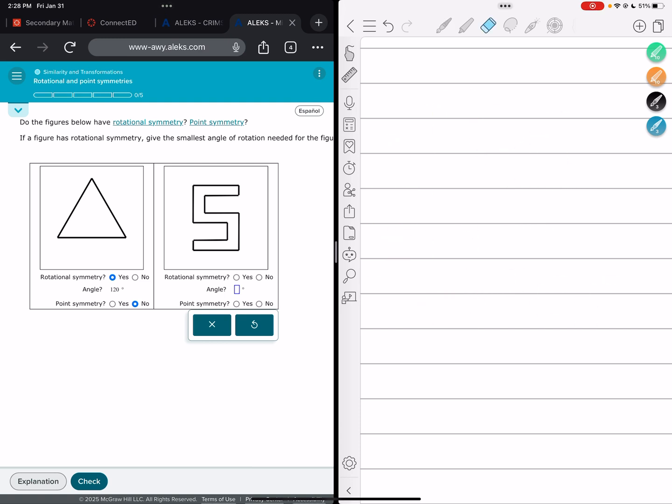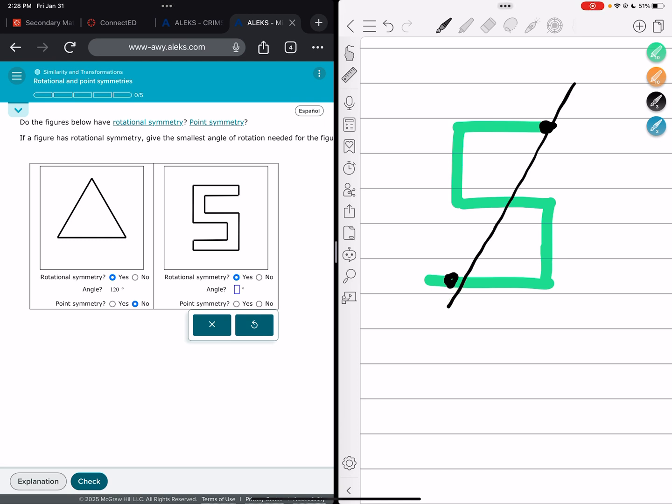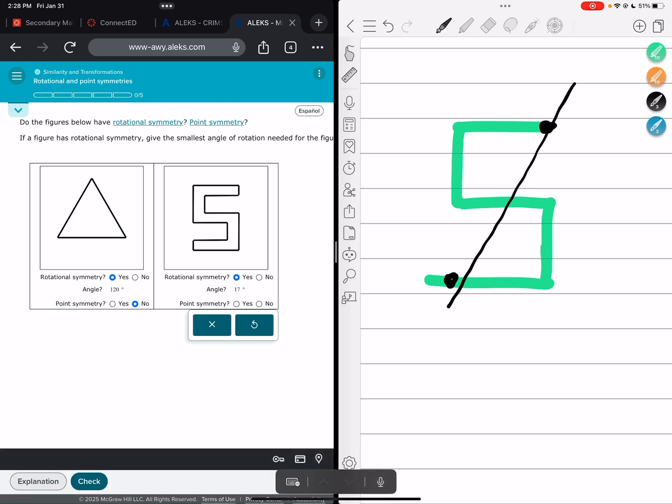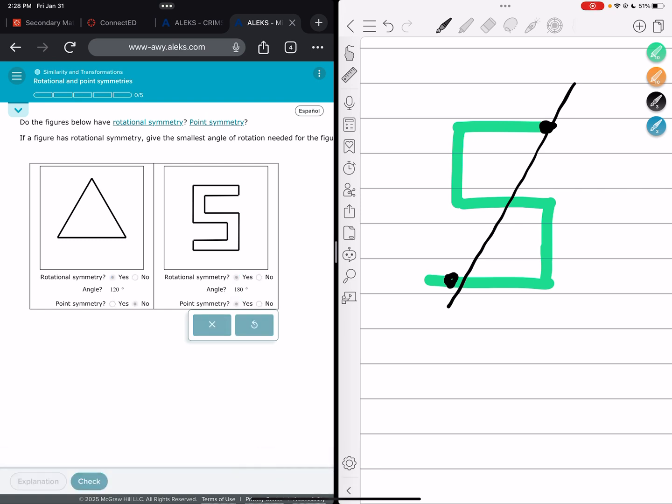Doing the same thing with the S. My S is not going to be quite as fancy as theirs. But if I had this guy right here, if I rotate this point right here to this point right here, then it would match. So it does have rotational symmetry. And because it does, we can see this goes halfway across, so half of 360 is 180. And then point symmetry, literally by the definition, the point symmetry and rotational symmetry are the same, so we say yes and we're good to go.